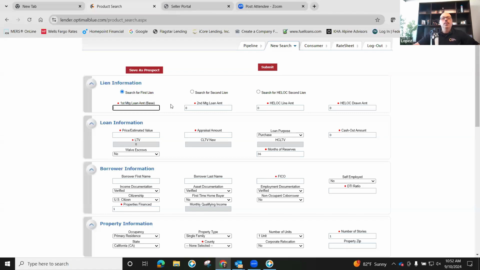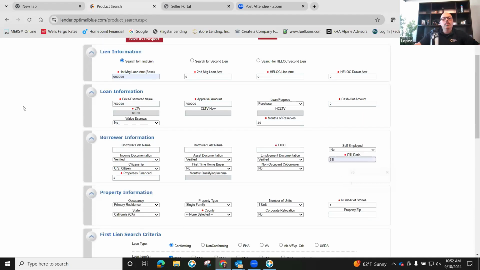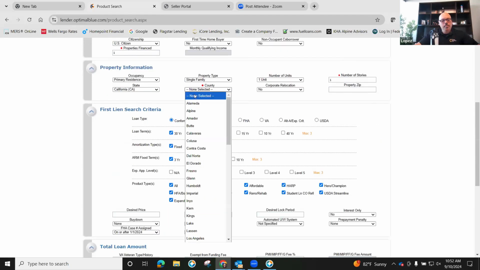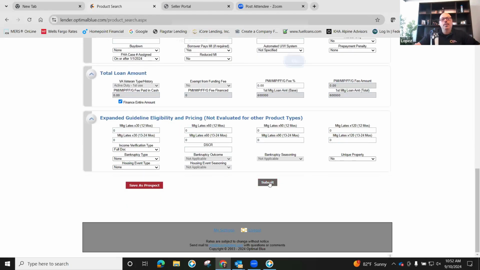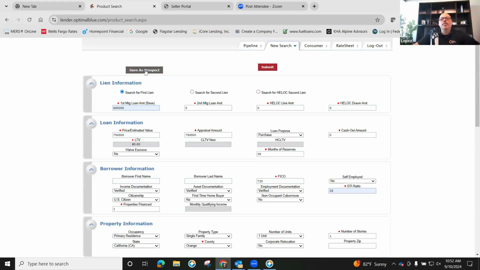Okay, so I'm going to put in what was here before that we were using. Did I get everything? I think I did. Oh, FICO's required. I'm going to put it here at 720. All right. I'm going to go over here and put save as prospect.